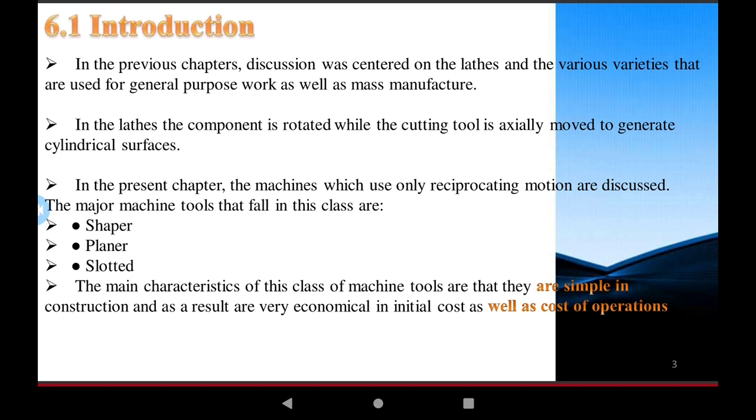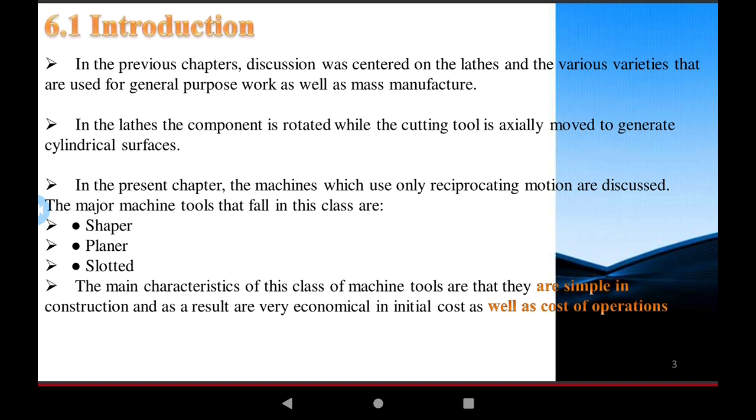In the lathe, the component is rotated while the cutting tool is moved axially to generate the cylindrical surface. The workpiece rotates in circular motion, and the linear motion of the cutting tool moves parallel to the axis of the workpiece, generating the cylindrical surface.